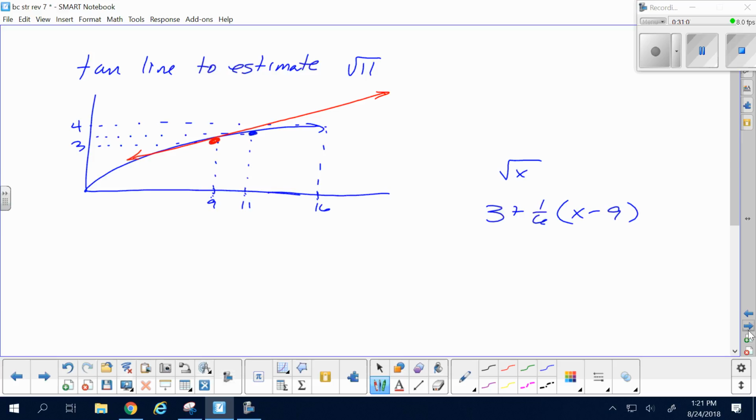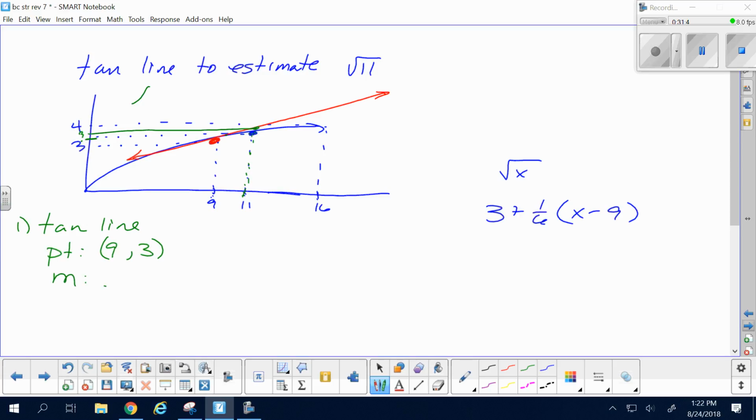Then step 2, instead of plugging 11 into the curve equation, plug 11 into the line equation and see what it equals. And it'll be pretty doggone close to what the curve equals, but it's a lot easier to put 11 into the linear equation. So let's start with step 1, the tangent line. Point, slope, point, slope. What's a point on the tangent line? 9, 3.